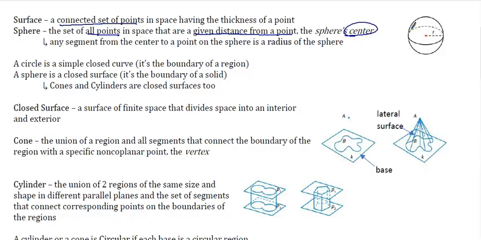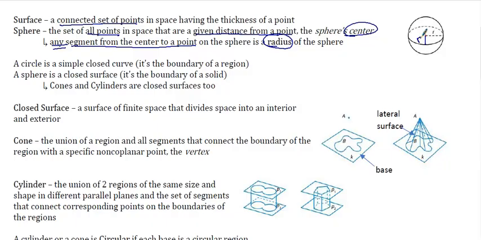Any segment from the center to a point on the sphere is a radius. It doesn't matter if it goes from the center to the right or the center to the front here. I know it's going to look like a different shape or a different length, but it's still a radius. It's just drawn with dimension to it. We're trying to put a three-dimensional shape onto a two-dimensional sheet of paper, so don't let that confuse you.